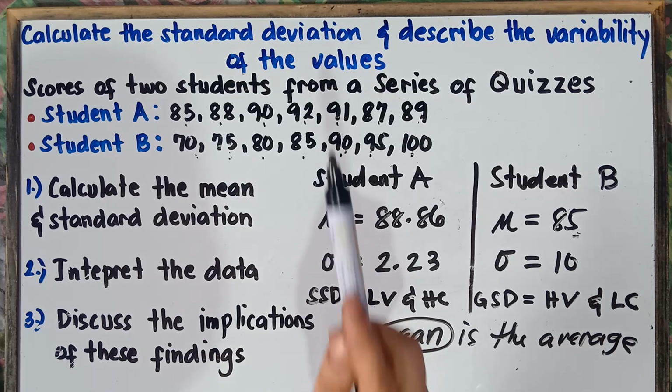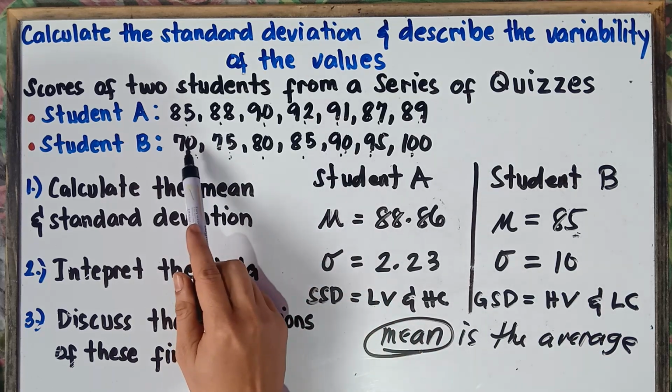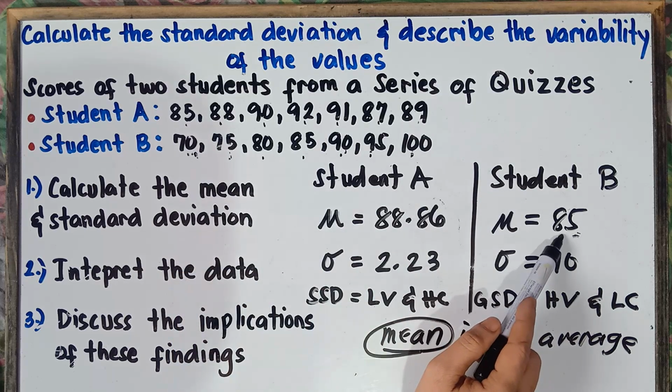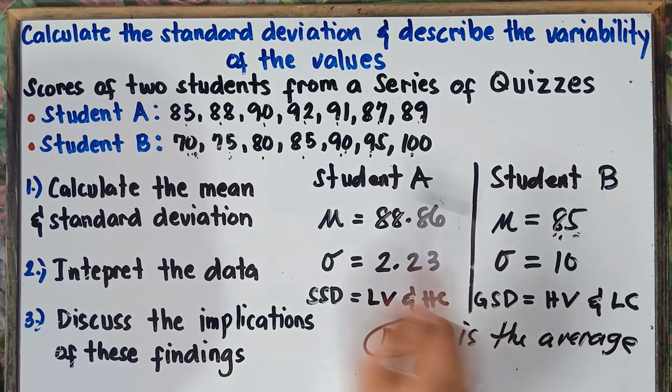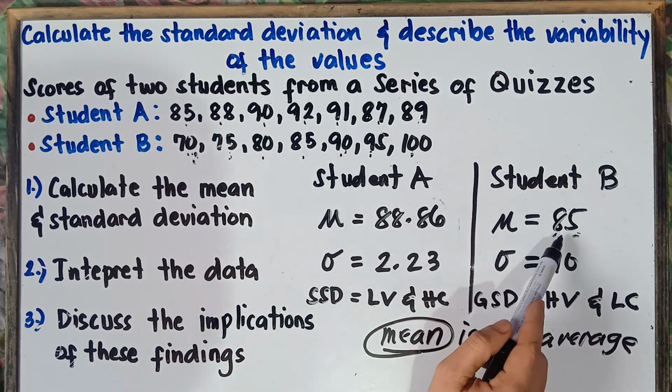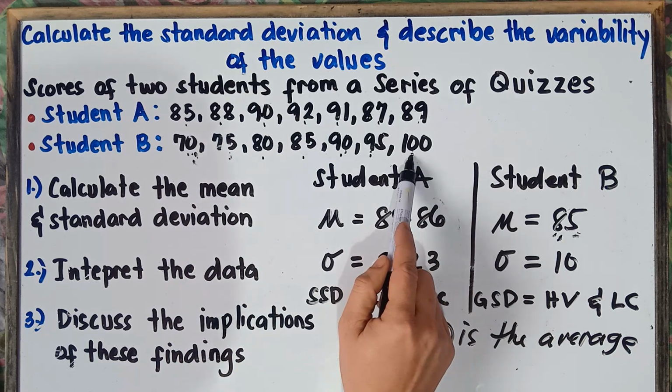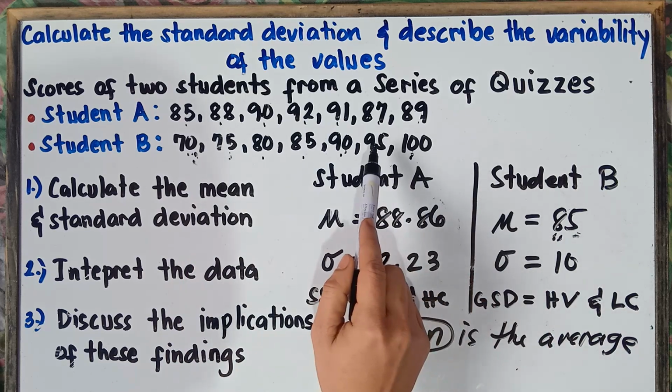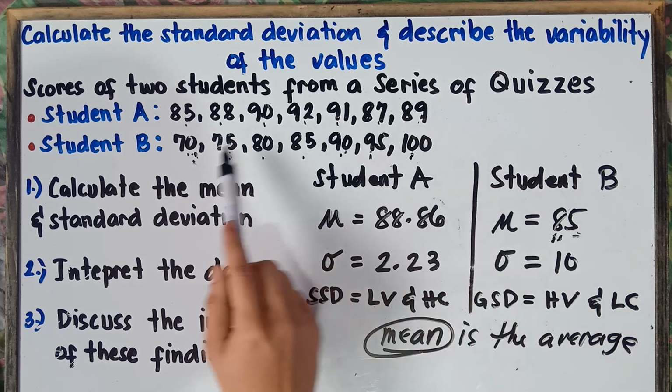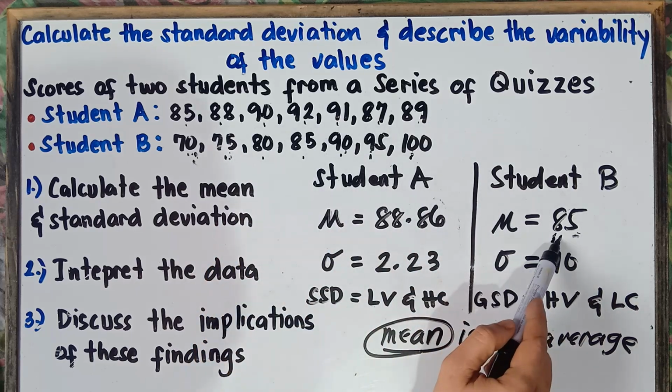Therefore, class, check this one out. The score of 70 is too far away from the mean. There will be a 15 points difference. Once again, 70 is too far away from the mean. Of course, we know that 100 is too far away from 85. 95 is too far away from 85. 75 is too far away from 85.